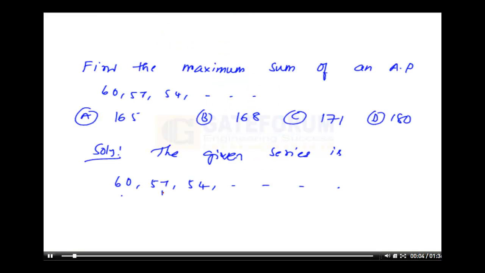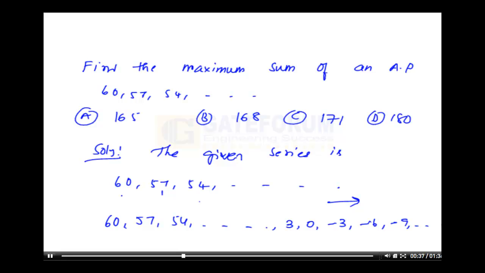The series is given as 60, 57, 54 and so on, which is an arithmetic progression. We have to find the maximum sum of this series. Now, by looking into the series, we can say that the given series is multiples of 3 in descending order. So it is 60, 57, 54 and so on. At some point, we'll get the value as 3, then 0, then minus 3, minus 6, minus 9 and so on. But we have to find the maximum sum.